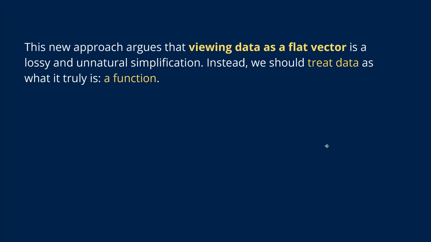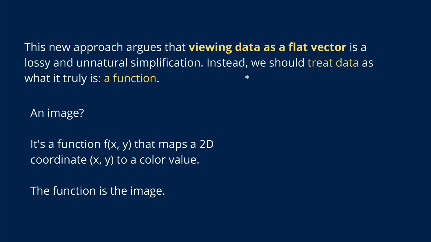Now, this new approach argues that viewing the data as a flat vector, like currently, is a lossy, unnatural simplification. We should treat the data as what it truly is. It is a function. It has an inherent complexity in itself. Think about an image. It is a function f from x and y coordinates that maps a two-dimensional coordinate to a particular color value. So the function itself is the image.